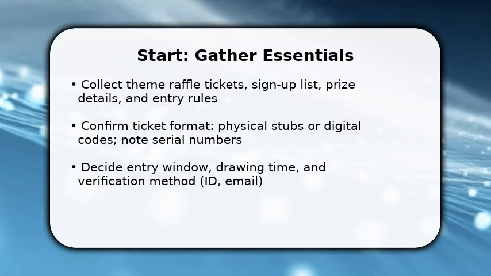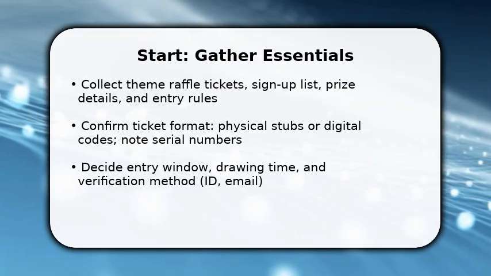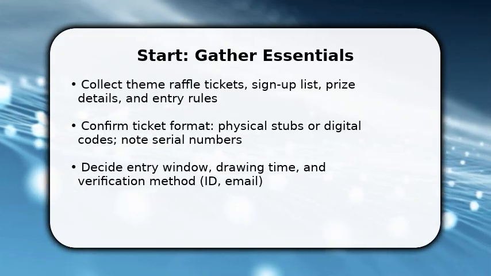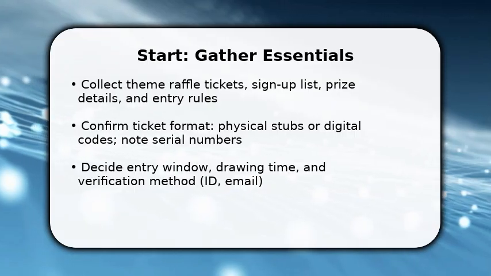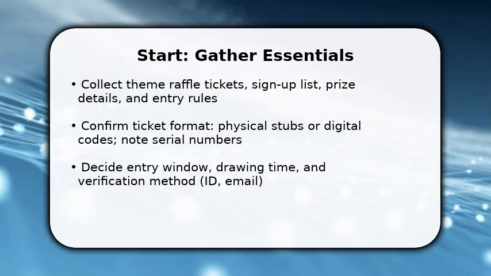You begin by assembling everything needed so the draw runs smoothly. Collect your theme Raffle tickets and confirm whether they are physical stubs or digital codes. This affects handling and verification.